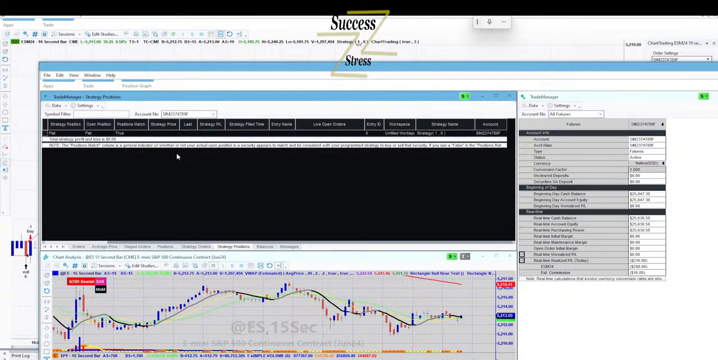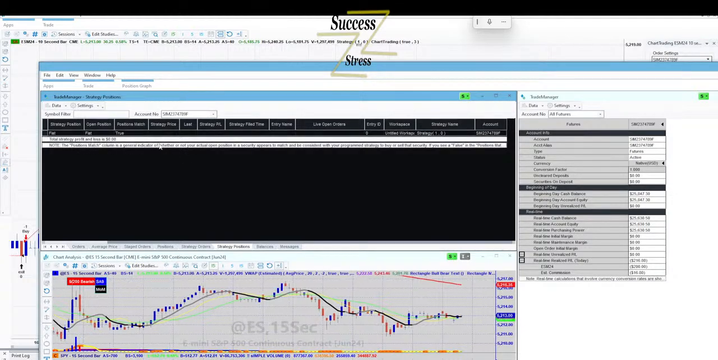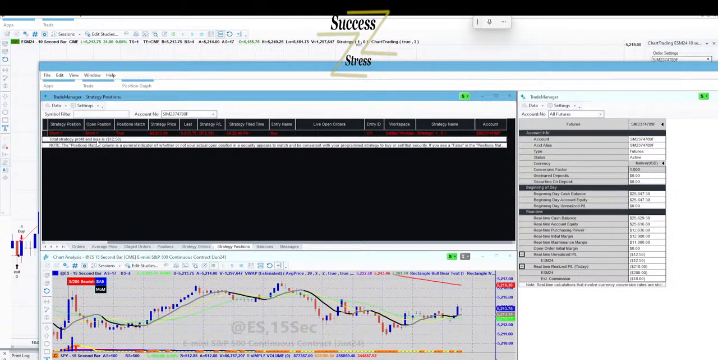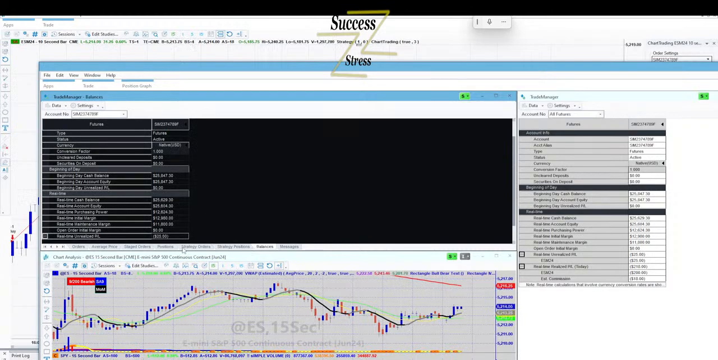Just the one strategy on, but I guess that's not very helpful. I wonder when I run this in a real-time environment, will this be more accurate, and will it actually tell me how much the strategy has made? Okay, well, I guess it is telling me. It's just not telling me if it's a flat position. So strategy positions is only telling me when we're in a position. Got it. Balances, all right.